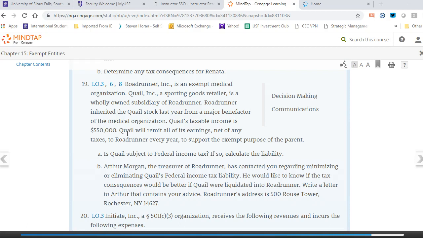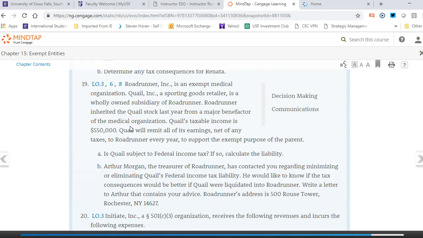So their net income, basically their taxable income, was $550,000 right here. And let's assume it's a corporation. It says Inc., so it's incorporated. They would simply pay whatever the C Corp tax rate is, which we all know is 21%. So take 550, multiply that by 0.21. That's 115.5, and that's the tax. So Quail will pay a tax of 115,500, and then anything after that they can send on to Roadrunner to support the organization. So they'll pay the tax and then send the remainder over to Roadrunner if they would like to.